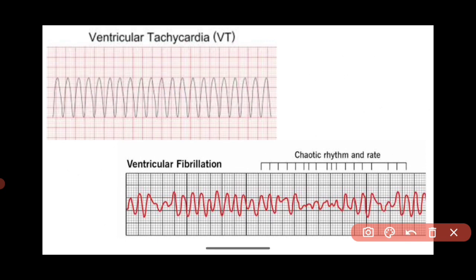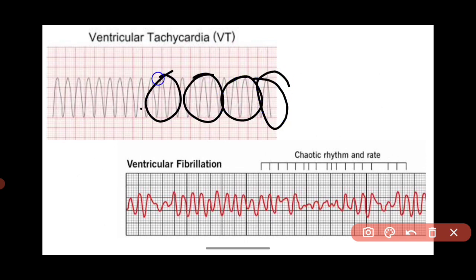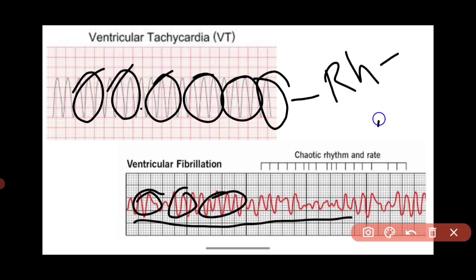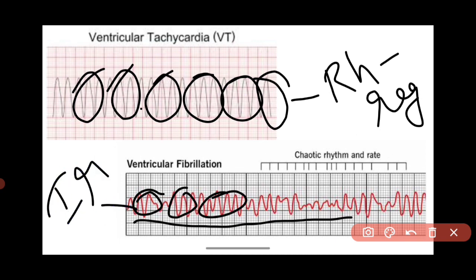How am I saying the rhythm is going to be regular? Because you can see a continuous, similar pattern of waves is present. Whereas here abnormal waves are present, and there is no similarity in the waves. This wave is different, this wave is different, this wave is different, whereas here all the waves are similar, right? So we have to consider the rhythm as regular, whereas in atrial fibrillation, irregular rhythm is present.